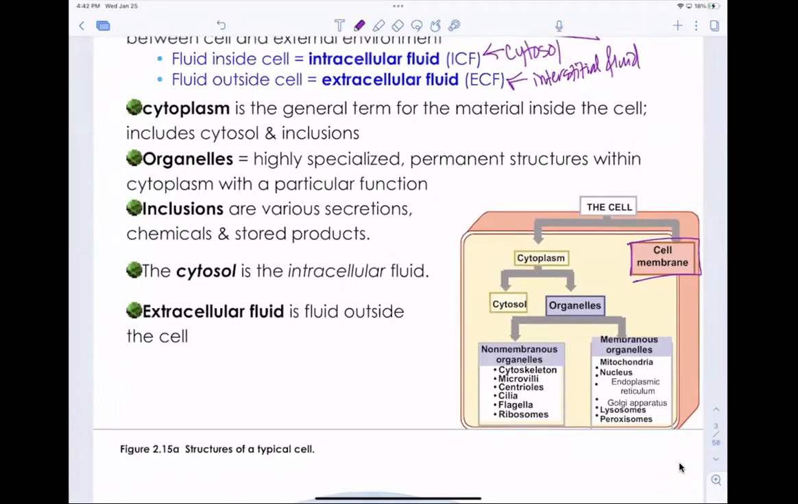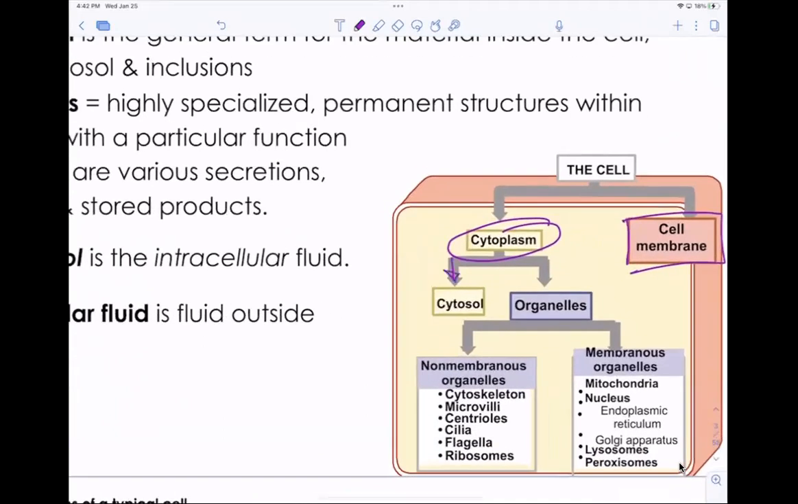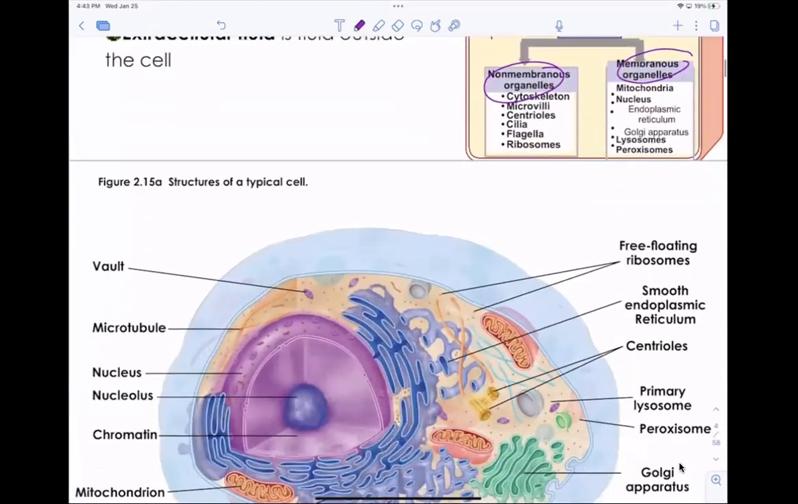Now, what's inside the cell is called cytoplasm, and that can further be broken down into the liquid part. So the liquid is the cytosol. It contains dissolved things like amino acids, things you can't see, glucose, and so forth. If it's structural, it's going to be called organelles. So these are structures, and they may have membranes around them and they may not have membranes around them. So you get membranous or non-membranous.